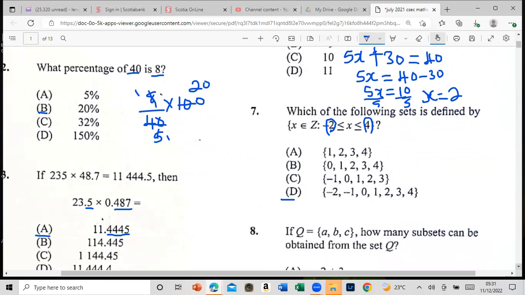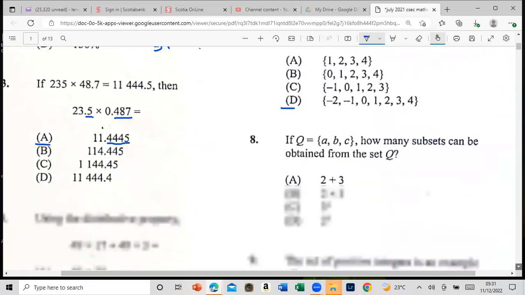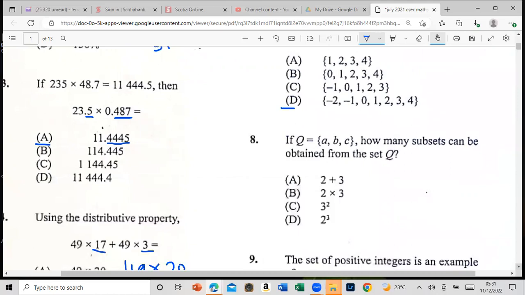Let's look at this one now. It says if Q is equal to {a, b, c}, how many subsets can be obtained from set Q? And the formula for this is 2 raised to the number of elements in the set. In this case, we have 1, 2, 3. That's 2 to the third, which works out to 8.